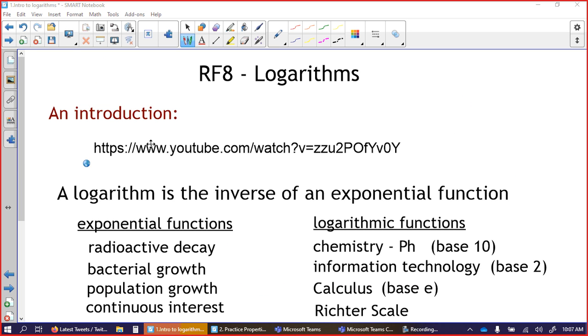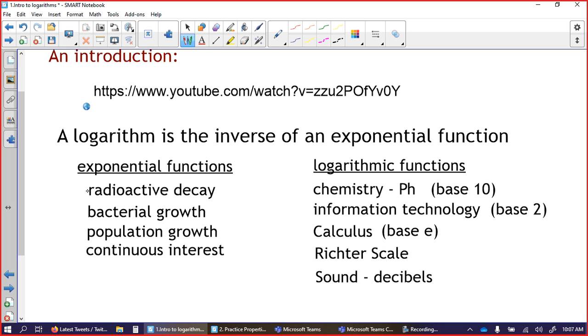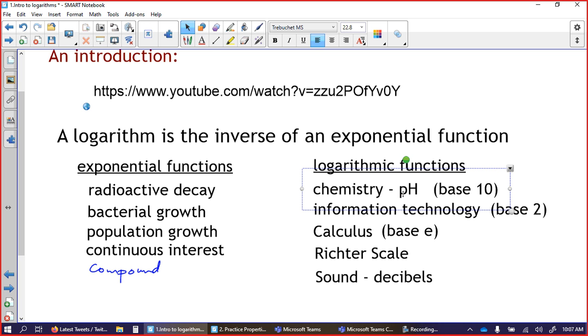So a logarithm is the inverse. We talked about exponential function applications: radioactive decay, bacterial growth, population growth, continuous compound interest. Oh, this is what happens when you steal things from people. That drives me batty as a chemistry teacher. It's lowercase p and h.